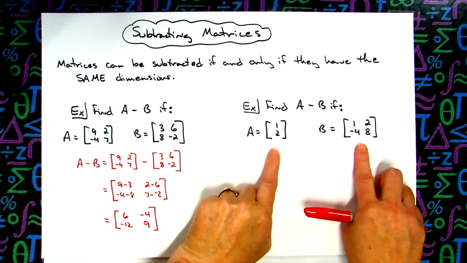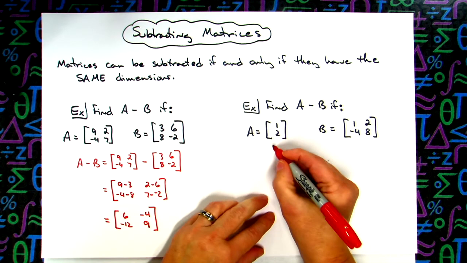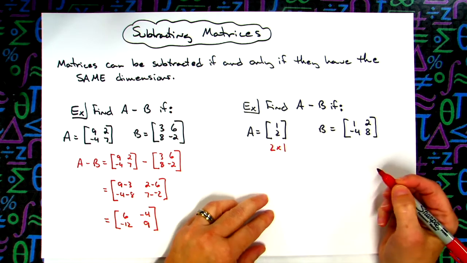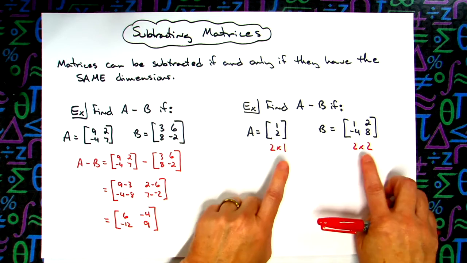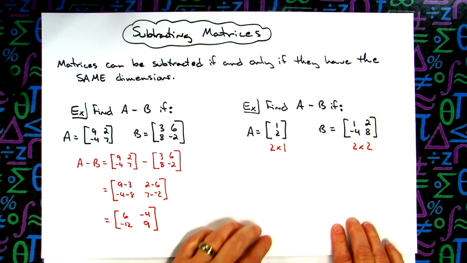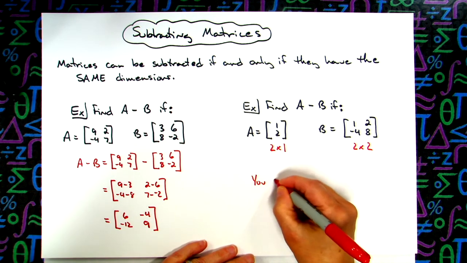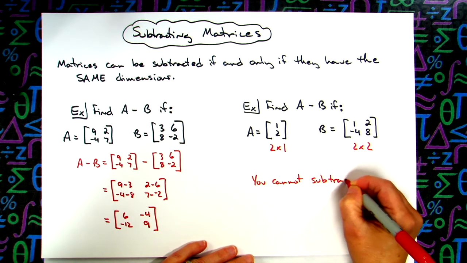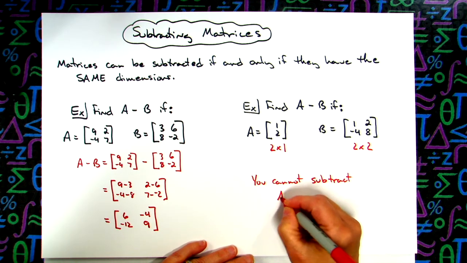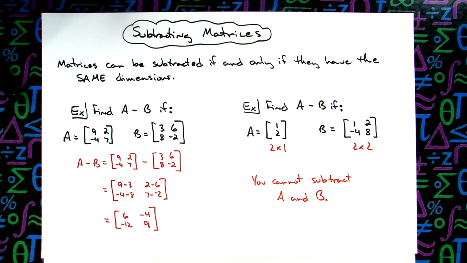Okay, now coming over here and looking at this, it says find A minus B if A, in this case, is a 2 by 1 matrix, and this one is a 2 by 2 matrix. All right, since the dimensions do not line up, then we cannot subtract them here. So let's just make a little note here. You cannot subtract A and B. Okay, it's because they do not have the same dimensions.